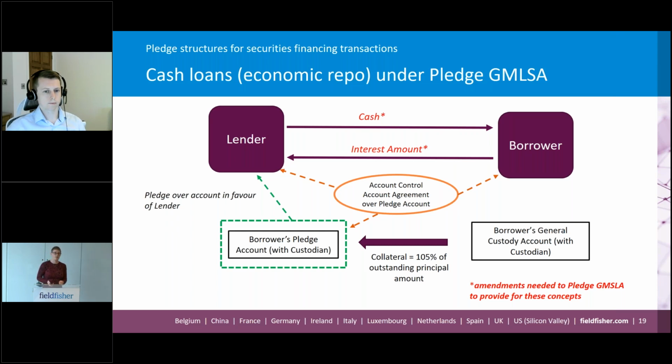So just to say that you can recreate the economics of a repo under the pledged GMSLA, but it does require some drafting amendments. And then all of the collateral leg will work exactly the same. So you'd have the pledged account set up with your custodian and the account control agreement. And technically there's no reason why you couldn't have one pledged GMSLA that you used for stock loan and cash loans. What we're seeing people want to use this for is if they've got some quite illiquid assets on their book that aren't necessarily easily transferable, and therefore the title transfer arrangement doesn't necessarily work very well for it, but in this arrangement they can get cash financing in by using those assets as collateral.